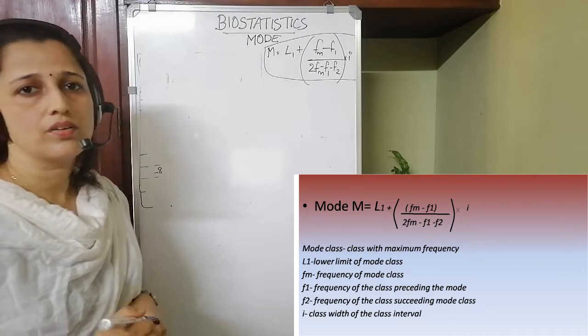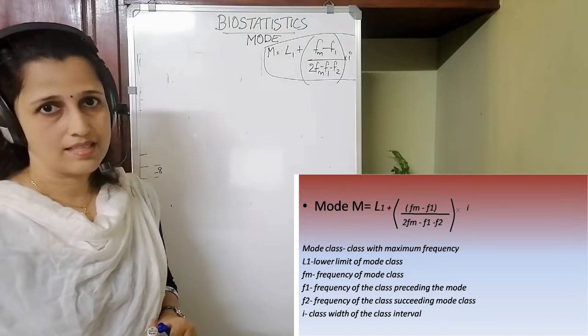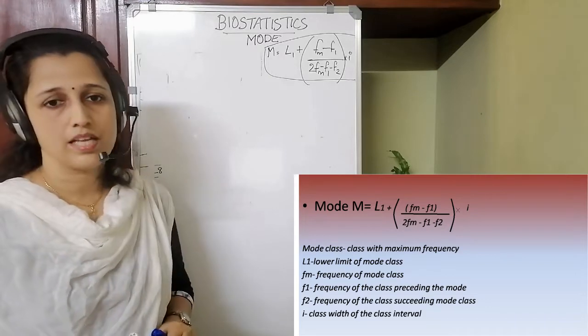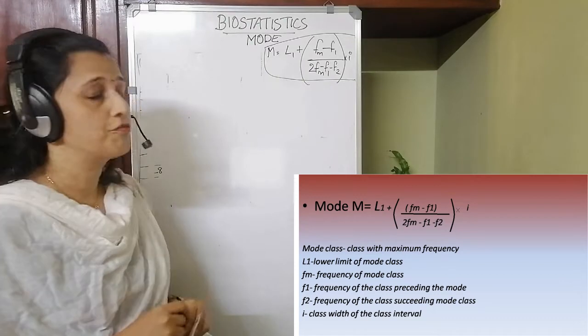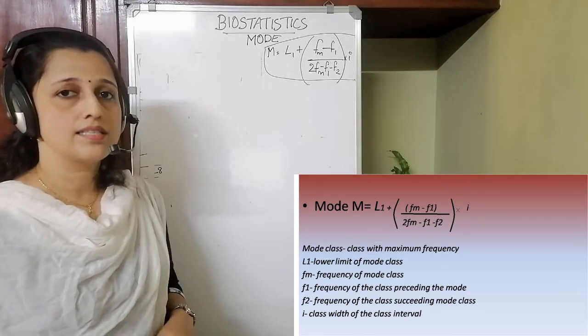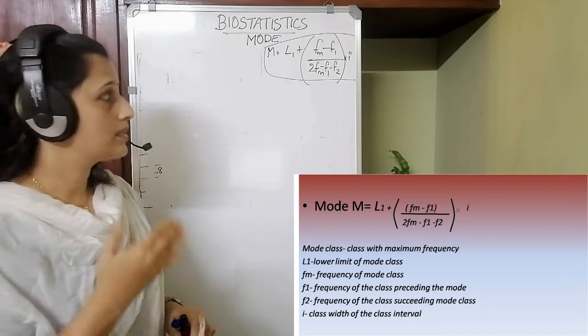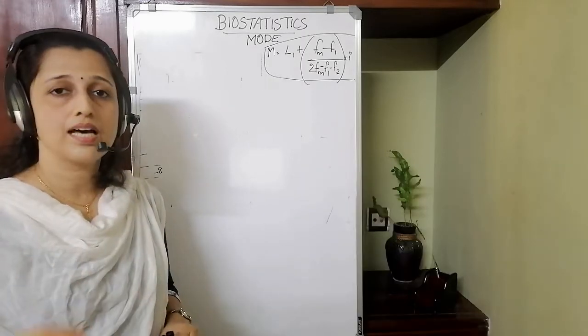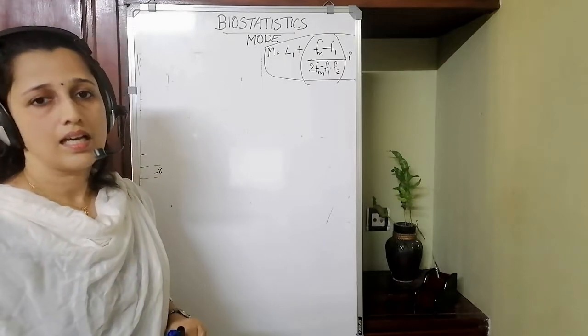And here L1 corresponds to the lower limit of the mode class. Then Fm is the frequency of the mode class. F1 is the frequency of the class preceding the mode class. Then F2 is the frequency of the class succeeding the mode class, and I is the class width.